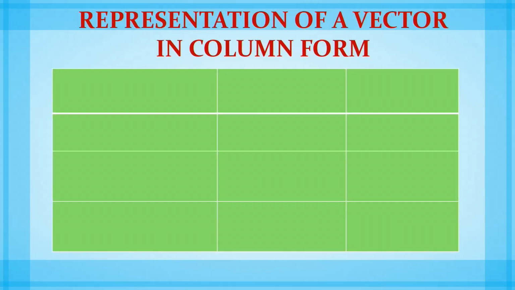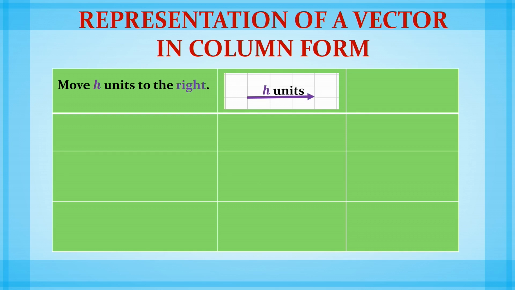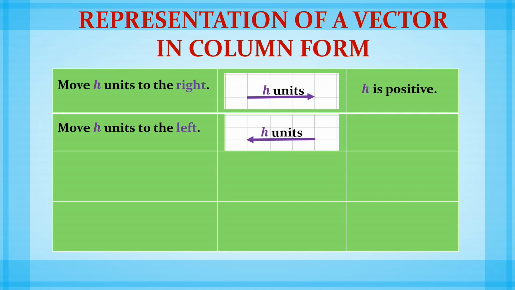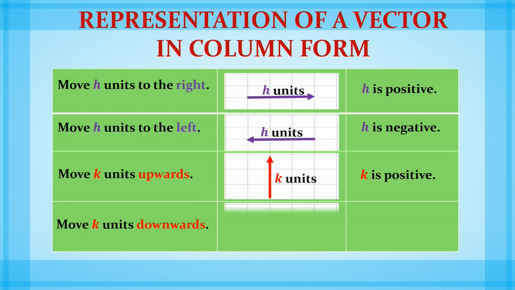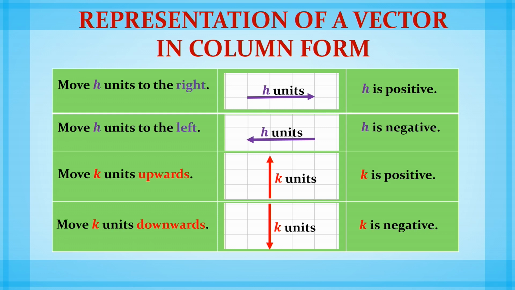Friends, horizontal movement can either be to the right or to the left. If we move h units to the right, then h is positive, while if we move h units to the left, then h is negative. Now, vertical movement can either be upwards or downwards. If we move k units upwards, then k is positive. On the other hand, if we move k units downwards, then k is negative.